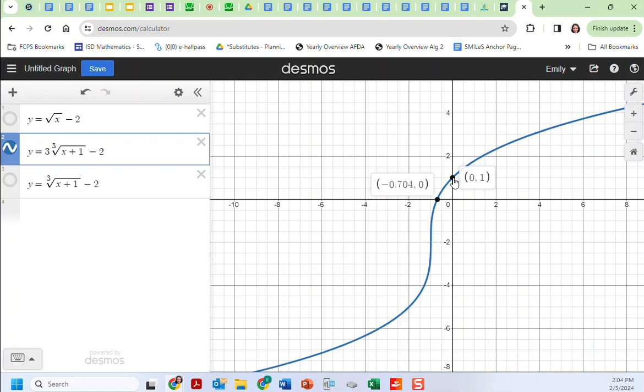Is this function increasing or decreasing? It's increasing. And it's increasing over its entire domain, so you can use the numbers from your domain. And then the end behavior is going to really match the end behavior of the parent function because it still goes from as x approaches infinity, y approaches infinity, and as x approaches negative infinity, y approaches negative infinity.